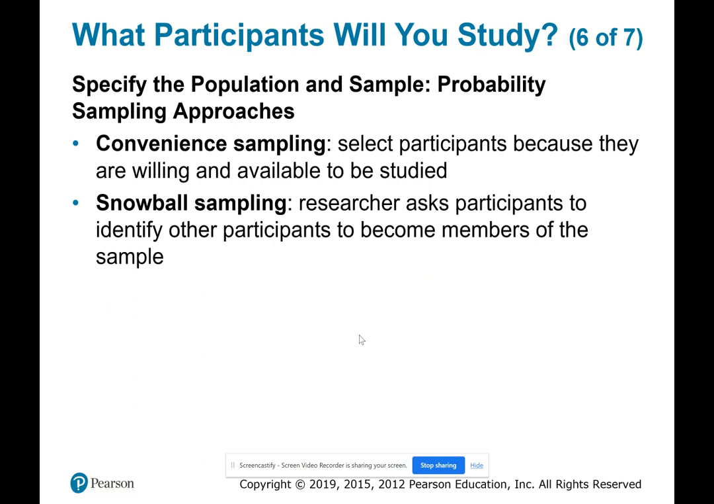Okay, so now we're going to go ahead and talk about non-probability sampling approaches, and that's what it should say right here, non-probability sampling approaches. So I apologize for that typo. But the first one is the convenience sampling. The researcher selects participants because they are willing and available to be studied. With this, you cannot say that the sample represents the population, okay? But next, you have snowball sampling. And this is when the researcher asks participants to identify others who could be part of the sample. Those in the study may not represent the population either, okay?